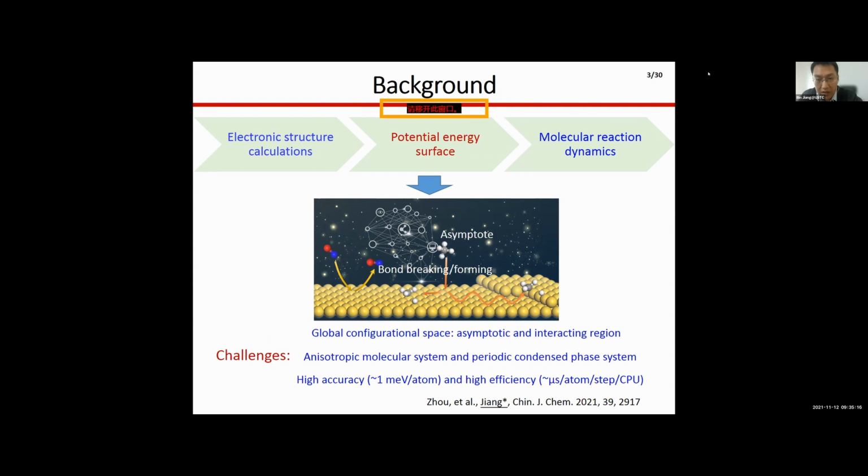In some way, this system is special because, first of all, we need to consider a global configuration space, including the asymptotic region in which the molecule is far from the surface, and also the strong interacting region where the bond breaking and forming occurs. And second, we need to deal with the anisotropic molecular system in the gas phase and also the periodic condensed phase of the surface. And we would like to have a highly accurate and highly efficient potential for doing dynamics.